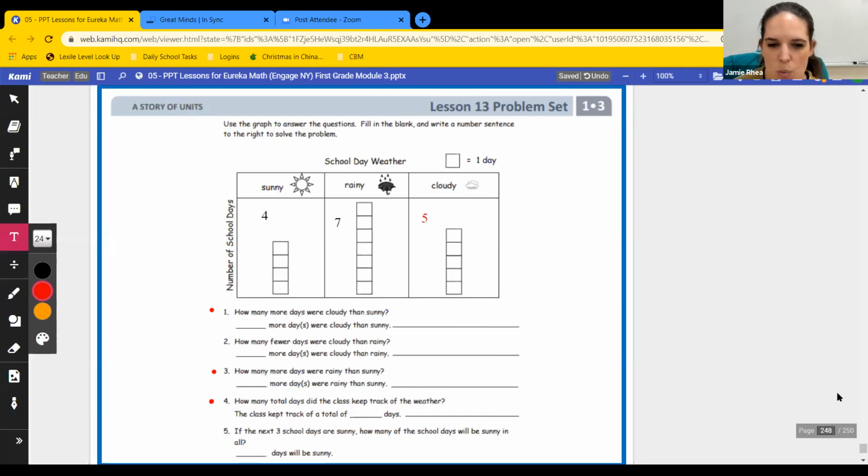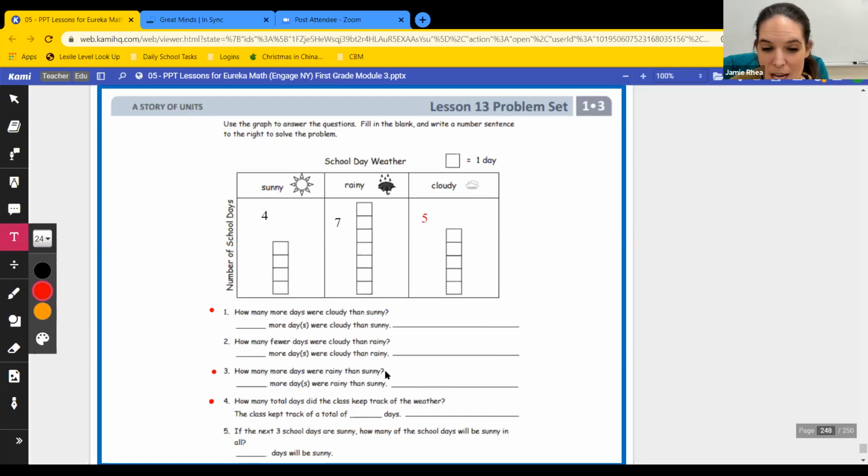How many more days were cloudy than sunny? Okay, so you'll find that out. You would write it right here. Interesting. It's got a blank here and a blank here. I guess just put your answer in either blank. Blank more days were cloudy than sunny. You don't need to put anything here if you write it here.